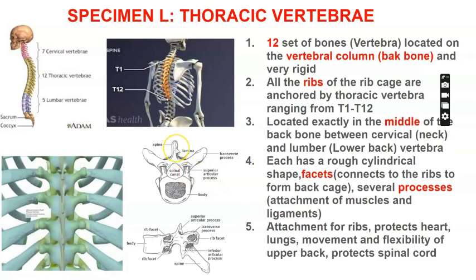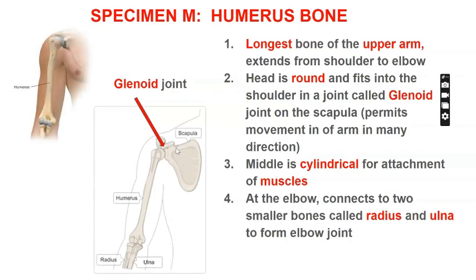That being said, we move to our next specimen, which is specimen M. Specimen M is the humerus bone. What is this bone exactly? This bone is the longest bone of the upper arm. It extends from the shoulder down to the elbow. Look at it. This is where we have the humerus bone located.